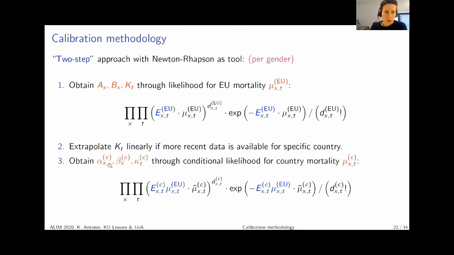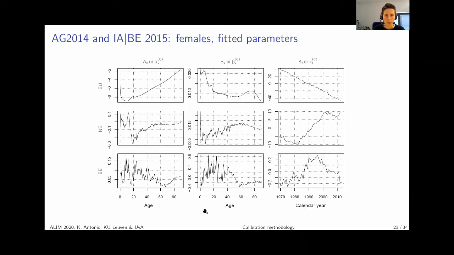And the parameters, the alphas, the betas, and the kappas, will be used in this tilde specification, in this country-specific deviation from the European trend. So by using this Poisson likelihood, we're now capable of getting the alphas, the betas, and the kappas. That means the result of our step number 1 is kept fixed, as a kind of offset in our specification in step number 3, where we're only going to do the calibration over the country-specific parameters, the alphas, the betas, and the kappas. And that's the idea over here.